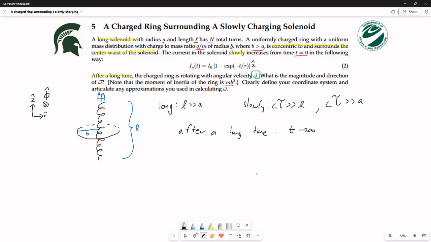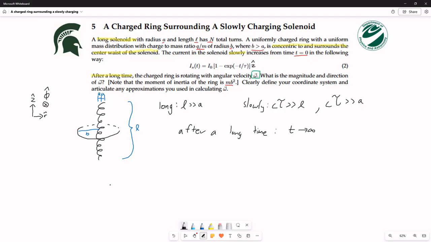So this is a lot to digest. There is a solenoid and a ring concentric around it, which I've drawn in this picture here. I've also labeled our coordinate system. We have z, r, and phi hat into the page. There are three main approximations here.